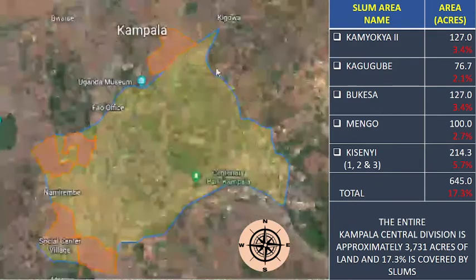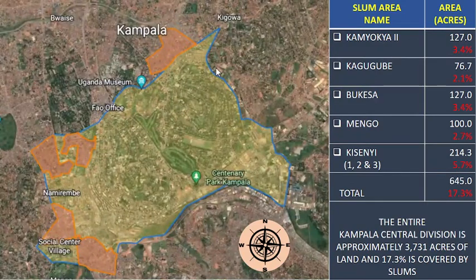Yeah, so that is what we have in Kampala Central Division slum areas. The entire Kampala Central Division is approximately 3,731 acres of land, and this actually constitutes about 17.3% of the entire area covered by slums.